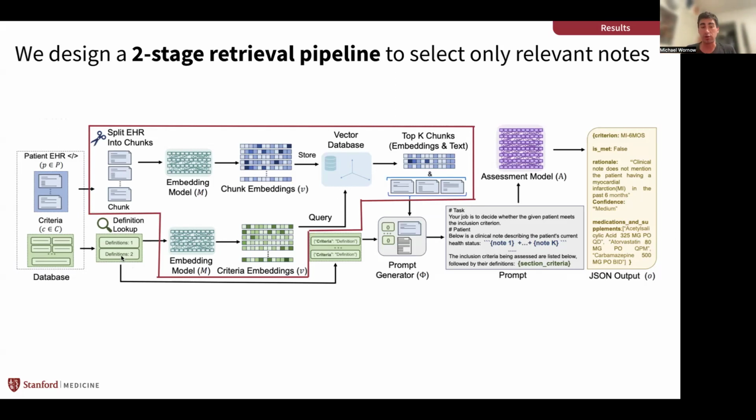You do the same thing for the criteria. You run each criterion, which again is just text, through an embedding model to get out an embedding for each criterion. And then you do some sort of similarity search over your vector database to find, for each criterion, what are the most similar embeddings of chunks in my patient's EHR. And then I'm only going to return the top 3 or 5 or whatever chunks that match my criteria.